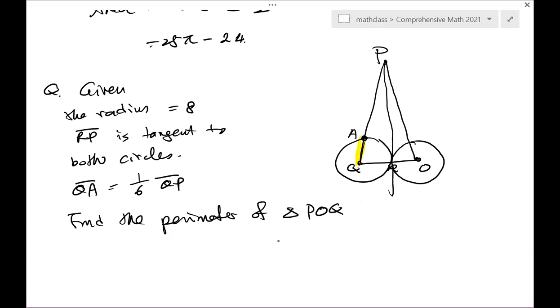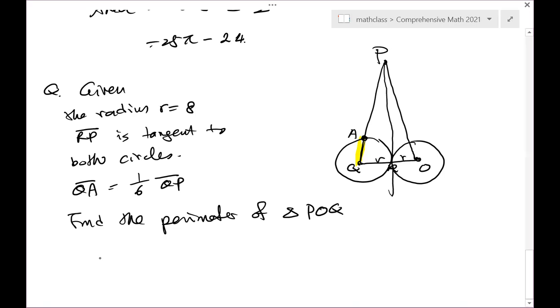All right. So the radius is going to be 8. That's the radius, and that's the same radius. So it should be clear, right? How do you find the perimeter? All added together. That's not difficult, right?